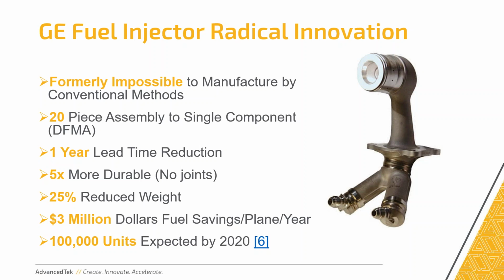It had a 25% reduction in weight, which is the biggest kicker here for aerospace. It saved their customers $3 million in fuel every year for every plane. So you can kind of see the value that they added here. And yes, it is more expensive to produce it this way, but the value that they added completely outweighs that, and they're expected to produce 100,000 of these units by 2020, which for 3D printing is a huge volume.